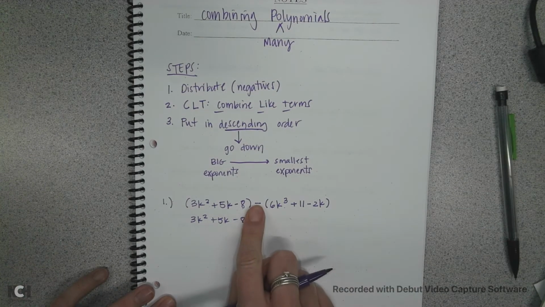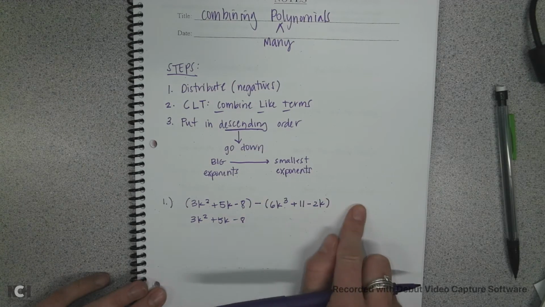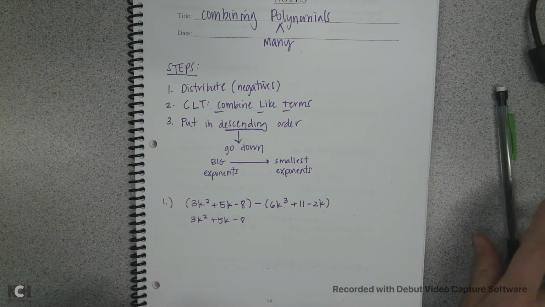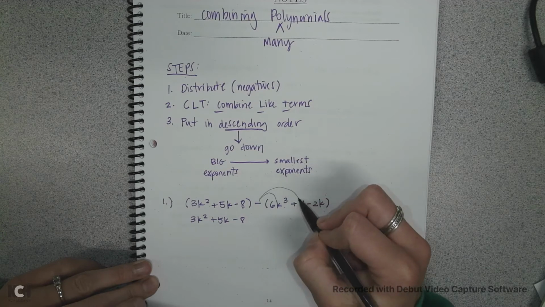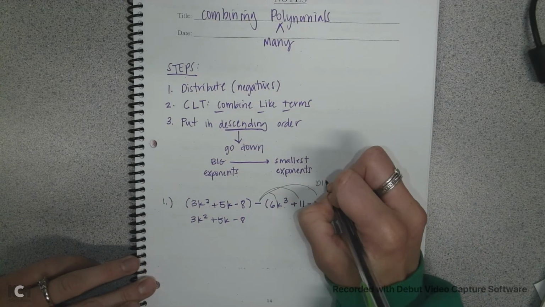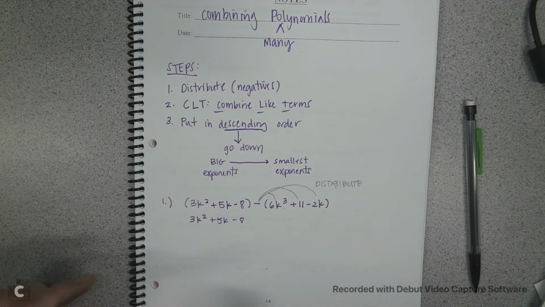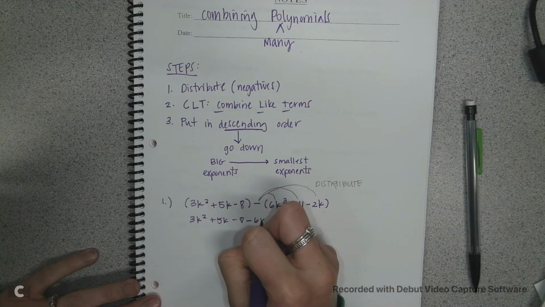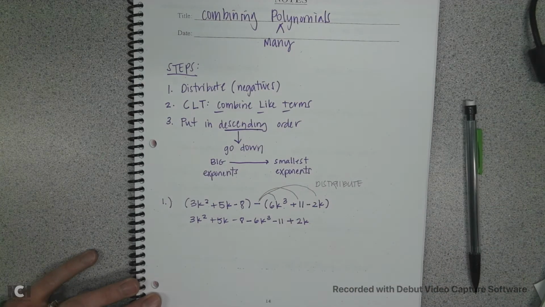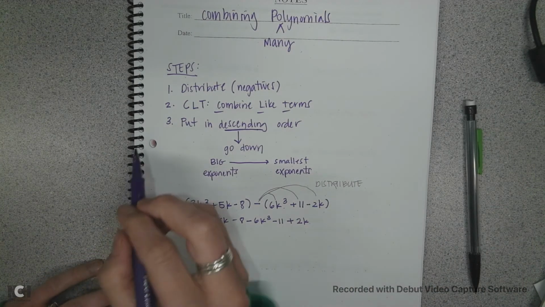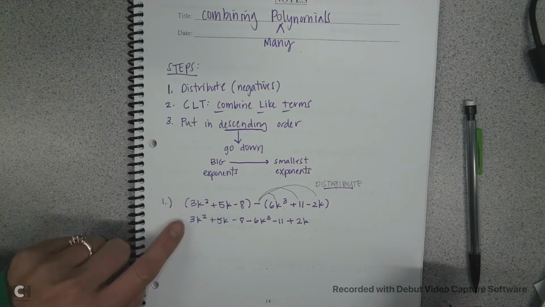3k squared plus 5k minus 8. Then in our next group, we do have a negative in front of our parentheses, so we're going to distribute this negative to everything inside of our parentheses. It needs to get multiplied here, here, and here. So distribute. Okay, so we really have minus 6k cubed minus 11 and minus 2k. I just multiplied that negative all the way through. Okay, so that was our first step. We needed to distribute, and we did that. Our next step is to CLT.